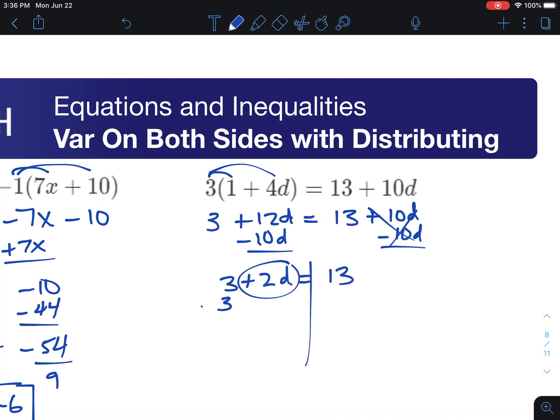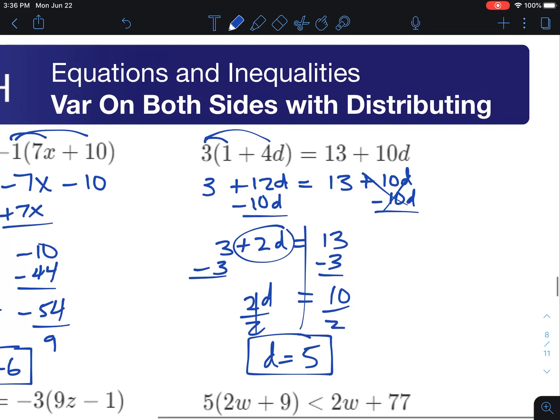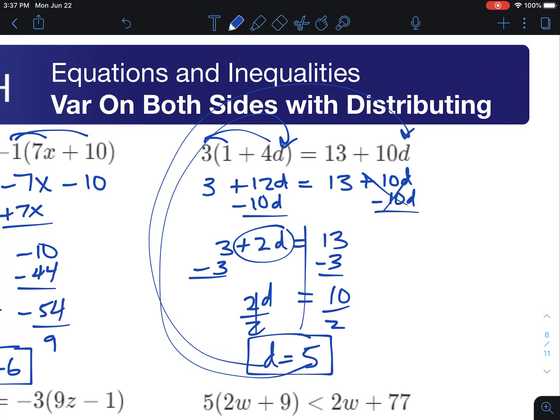Do our 2 steps here. Circle the variable, can't touch this. Move the 3. 10 equals 2d, divide by 2, and we get d equals 5. If you want to check your answer here, like we check for any equation, just take the answer and plug it back in for the letter. So 5 will go back in for d, into all the locations of d.